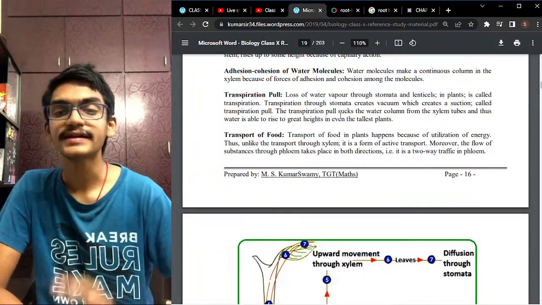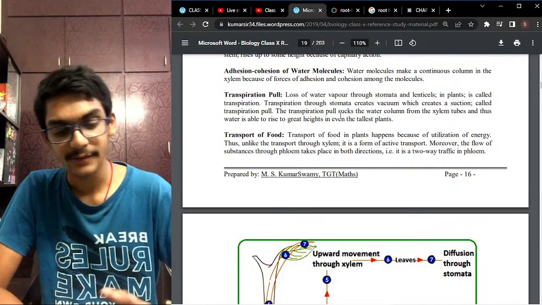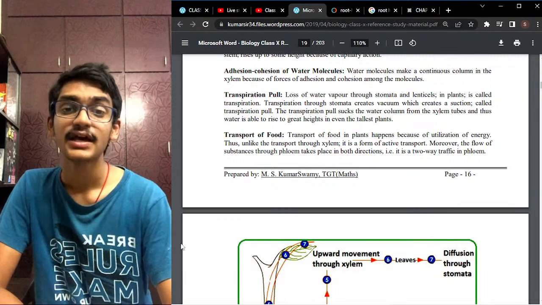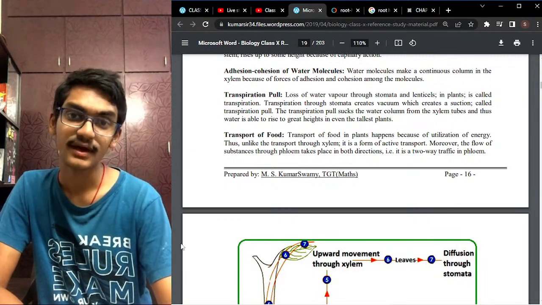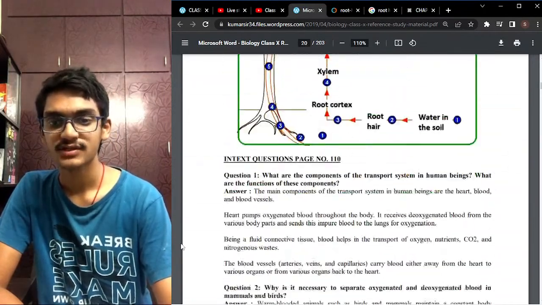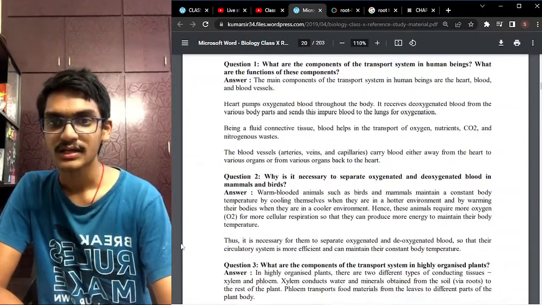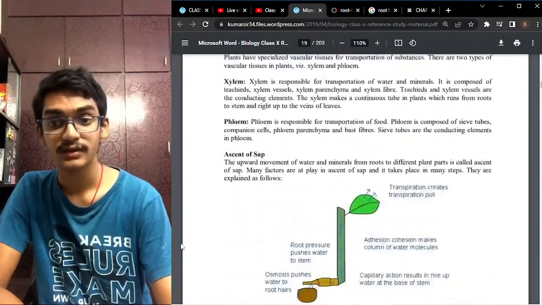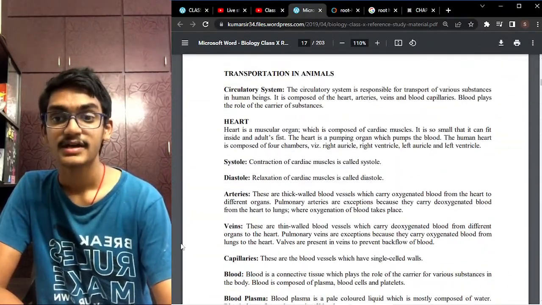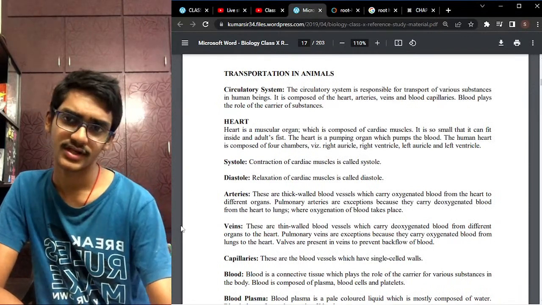Okay. I think now you got a clear-cut understanding about this entire process, that is how the transportation of food and water molecules will take place with the help of the xylem and the phloem tissues. Okay. So this is the entire process which is mainly involved in that. And okay, now the very important topic, that is the transportation in human beings. This is such a very important process.